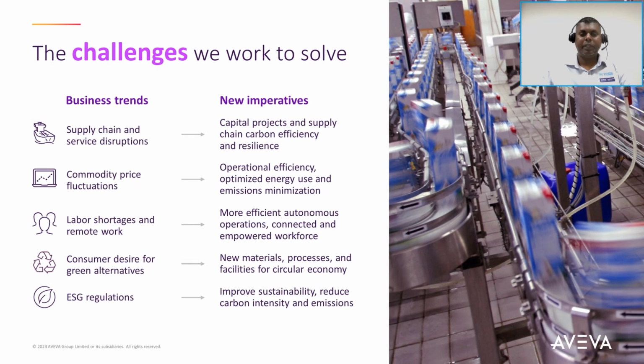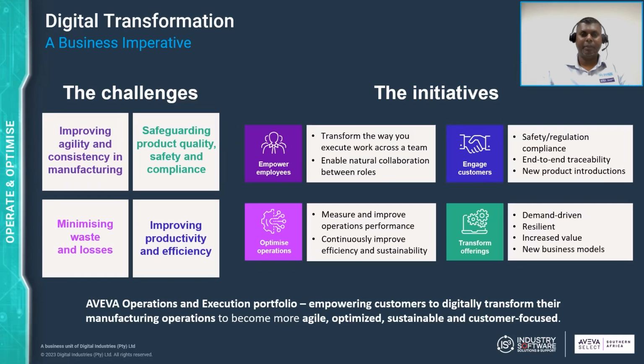On this slide, we focus on some of the challenges that we work to solve. We look at the business trends, such as supply chain and service disruptions, commodity price fluctuations, labor shortages and remote work, consumer desire for greener alternatives, and ESG regulations. Some of the imperatives to counter these are capital projects and supply chain carbon efficiency and resilience, operational efficiency, optimized energy use and emissions minimization, more efficient autonomous operations, connected and empowered workforce, new materials, processes, and facilities for circular economy. And we look at improving sustainability, reducing carbon intensity and emissions.